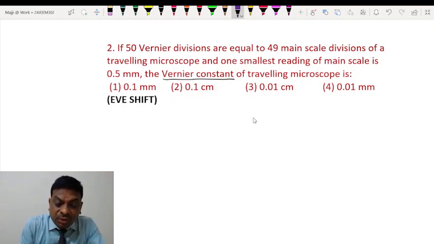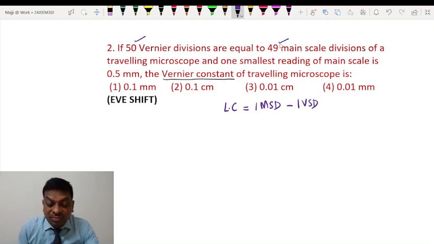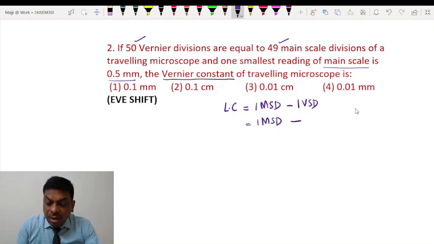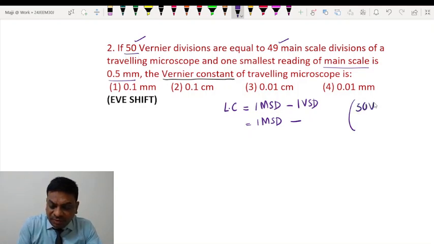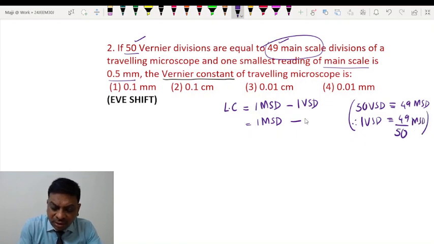For these types of instruments, least count is equal to the difference between one main scale division and one vernier scale division. Vernier scale divisions are always smaller than main scale divisions. Since the main scale division is 0.5 mm, let us convert vernier scale division in terms of main scale divisions. 50 vernier scale divisions are equivalent to 49 main scale divisions. Therefore, one vernier scale division is 49 by 50 main scale divisions. After taking the LCM, we get 1 by 50 main scale division.